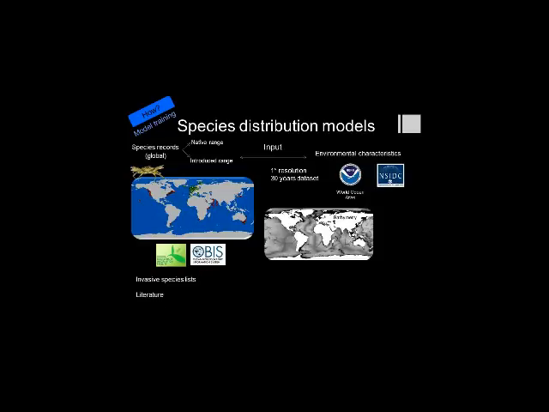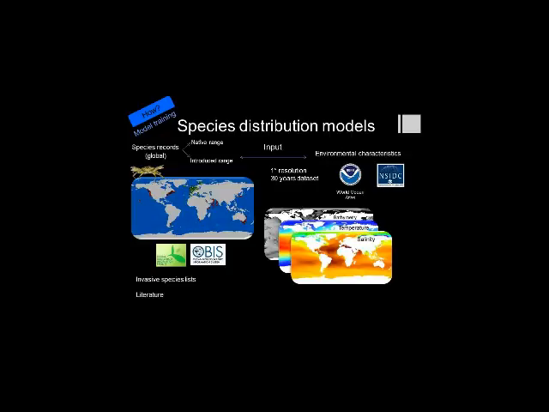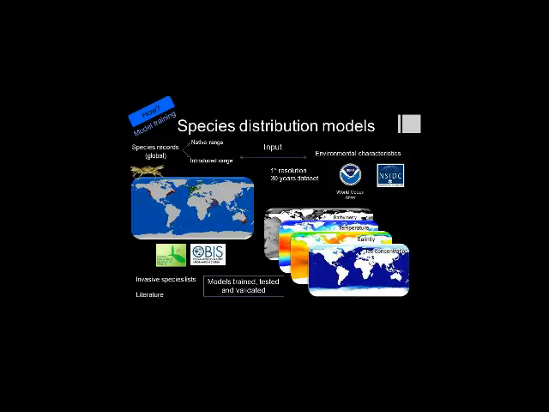And then we have to relate these species records to the environmental characteristics that exist at each position. So we gathered information of environmental variables at a 1 degree resolution, a 30-year data set taken from the World Ocean Atlas and the Sea Ice Data Center. And we used different variables such as bathymetry, temperature, salinity, and ice concentration. Once we have all that, the models are trained, tested, and validated.